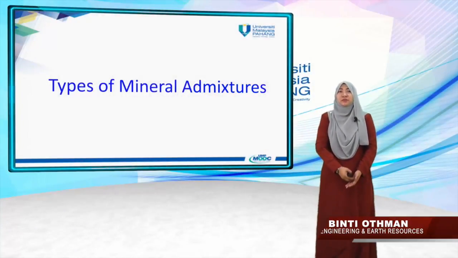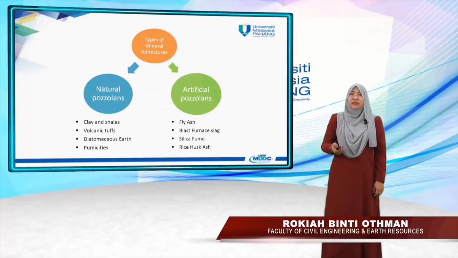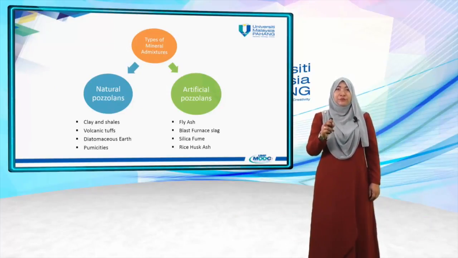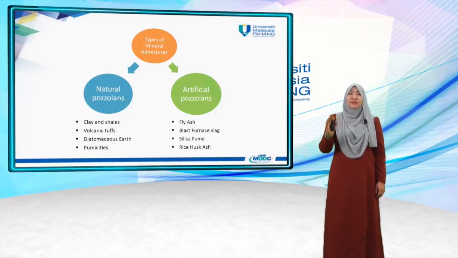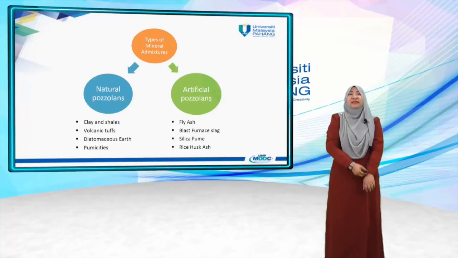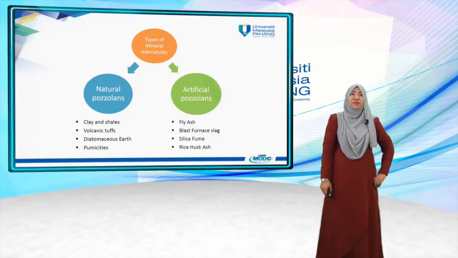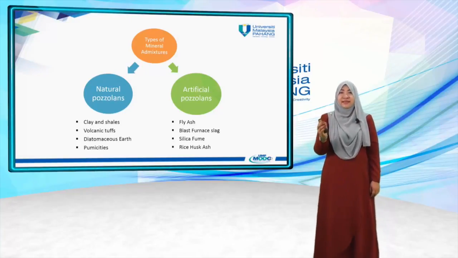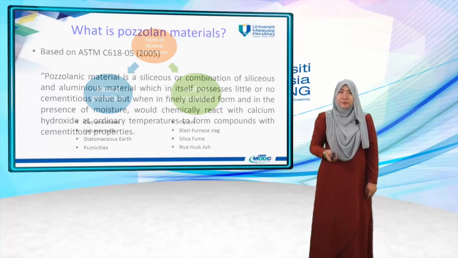Now, we take a look at what is the mineral admixture. Mineral admixtures can be classified into two. We can have natural pozzolans and then we can have artificial pozzolans. Normally natural pozzolans are clay and shales, volcanic tuff, diatomaceous earth and also pumicite. And the artificial pozzolans are from fly ash, blast furnace slag, silica fume and rice husk ash.